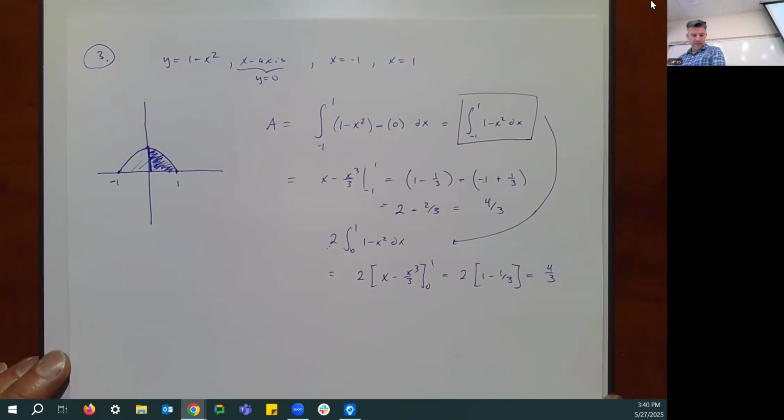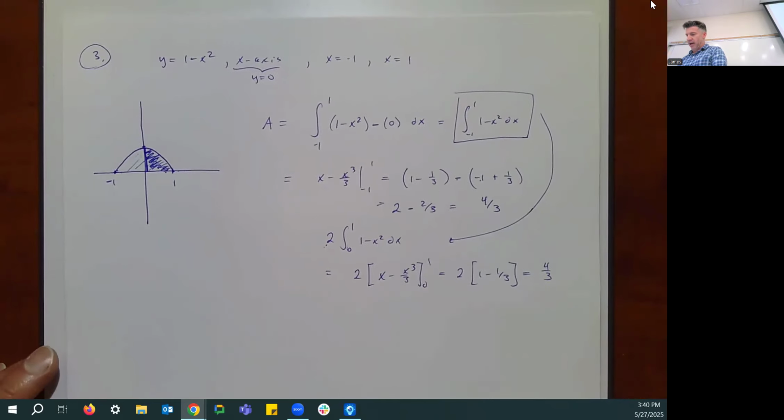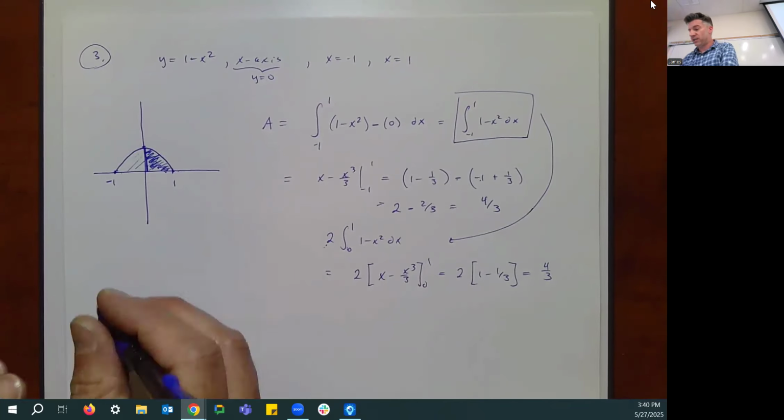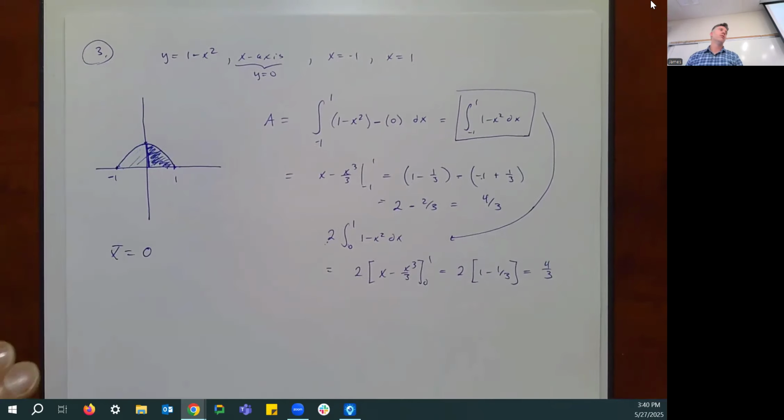All right, find the center of mass. So this problem is giving you something already. You should already know what the x coordinate of your center of mass is. Everyone should know, just by looking at this shape, that the x coordinate of your center of mass is 0 because of symmetry, right?